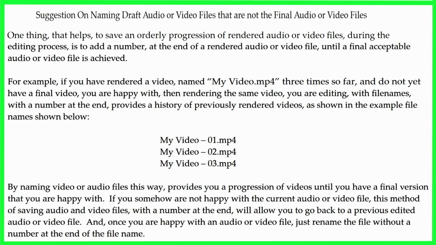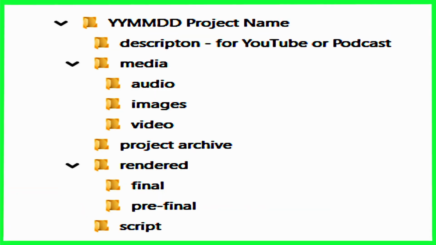If you somehow are not happy with the current audio or video file, this method of saving audio and video files with a number at the end will allow you to go back to a previous edited audio or video file. And once you are happy with an audio or video file, just rename the file without a number at the end of the file name. Hopefully, you will find that using this template of how to structure folders on your computer will make your audio and video editing more enjoyable and productive.